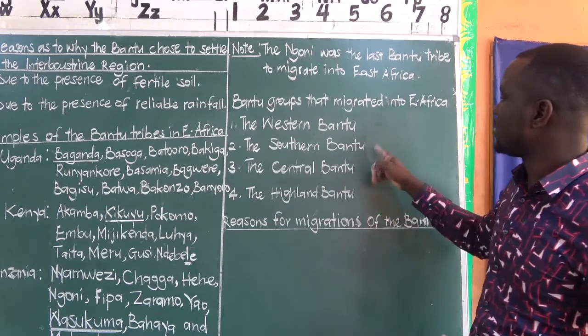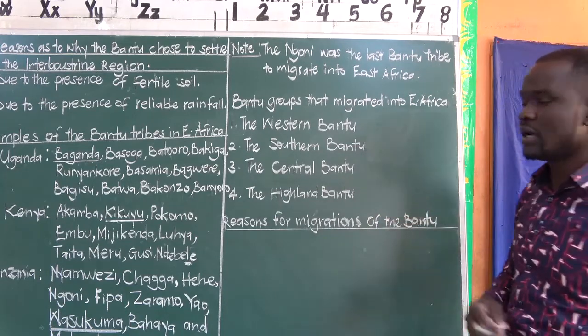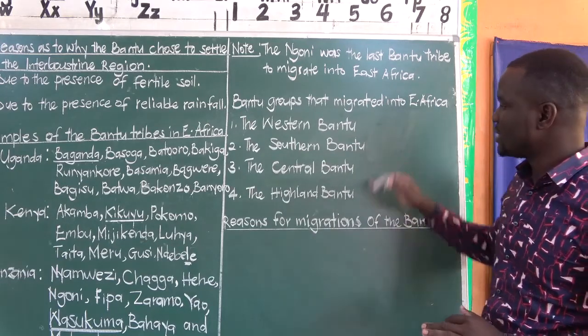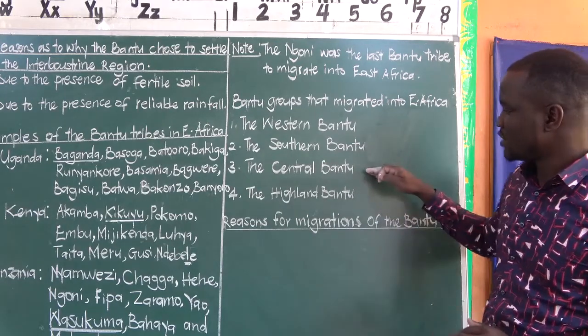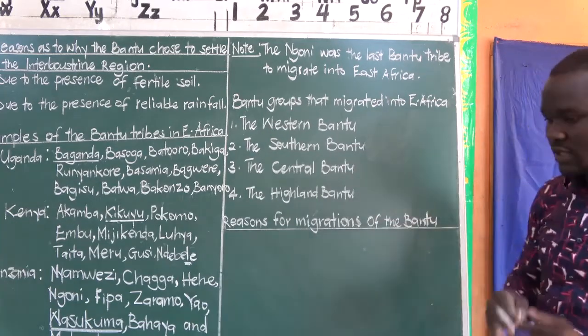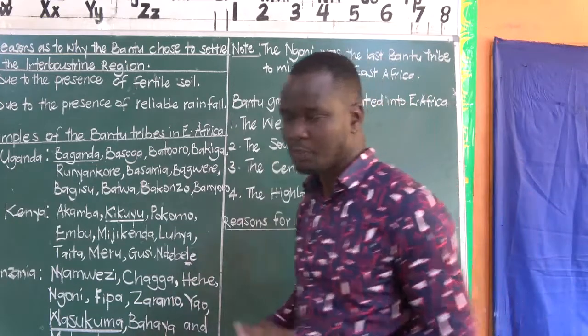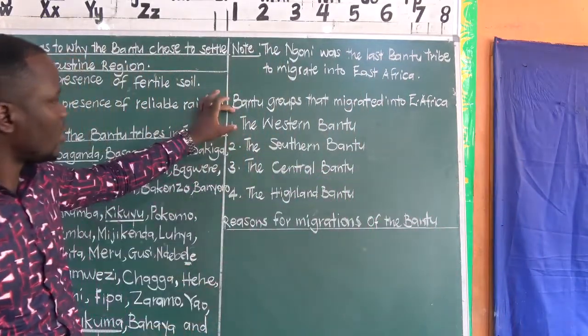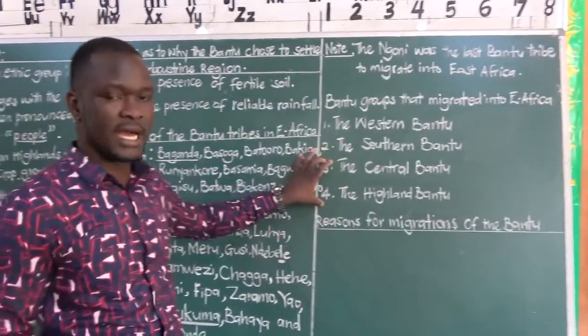Then we have the Southern Bantu, the other ones that came from the south. That's where we have the Ngoni, the Central Bantu, mainly those in Tanzania, and then the Highland Bantu. Those are the ones that settled in highland areas like Kikuyu. So those are the groups of the Bantu that we have.